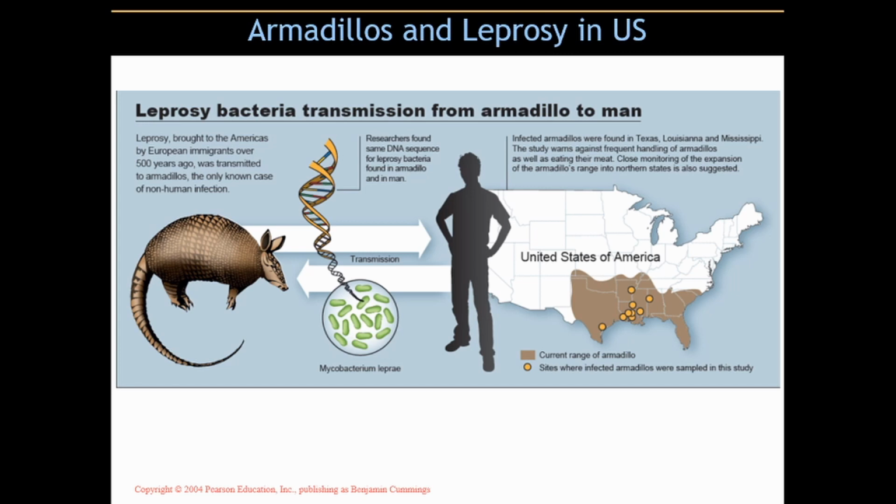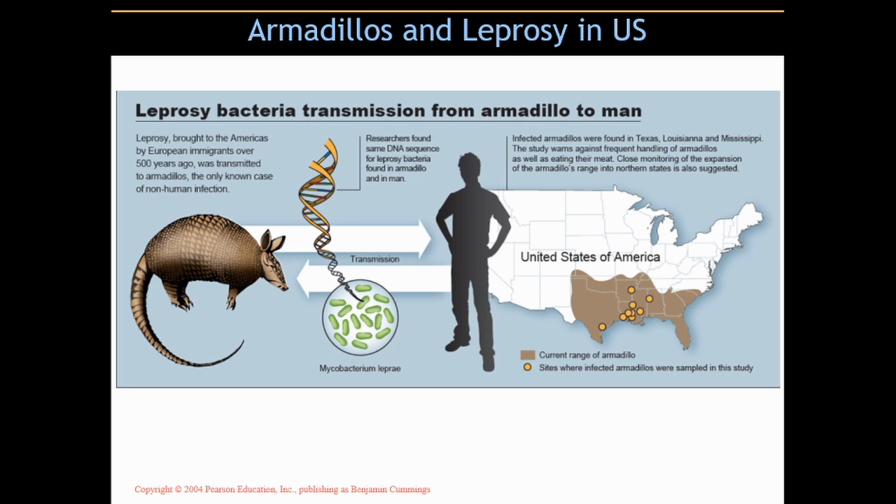So leprosy, which this graph shows, was brought to the Americas by European immigrants about 500 years ago, and it gets transmitted to armadillos, the only known case of non-human infection. So we are the only reservoir for it outside of the armadillo, and now they have it. So it's become endemic to armadillos.